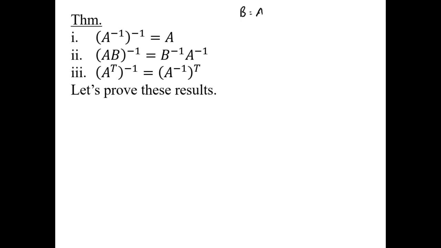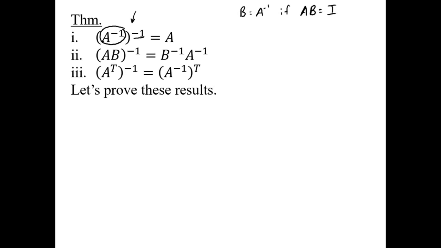B is equal to A inverse if A times B is equal to the identity matrix, right? You've got an inverse of A if when you multiply it by A, the result is the identity. So what I mean is this. This is basically saying that A is the inverse of A inverse.